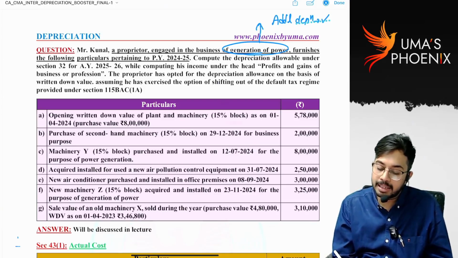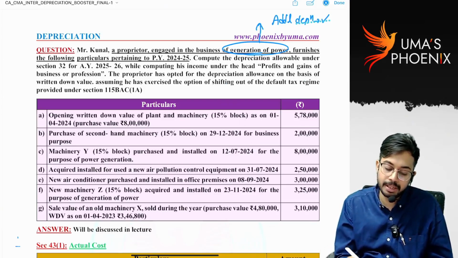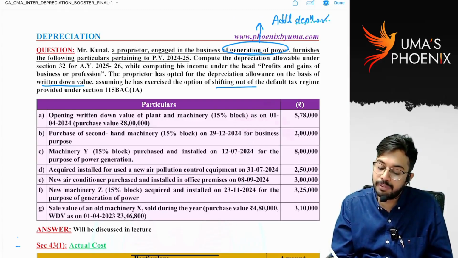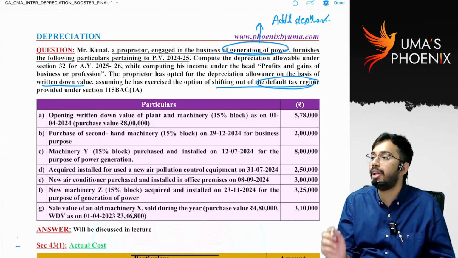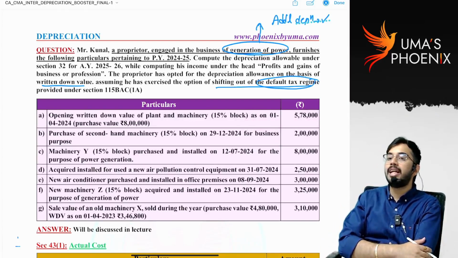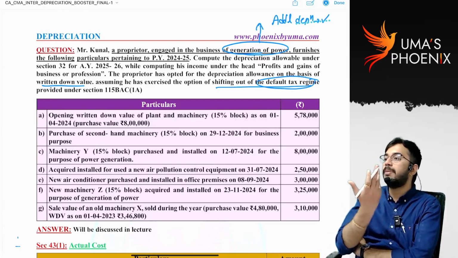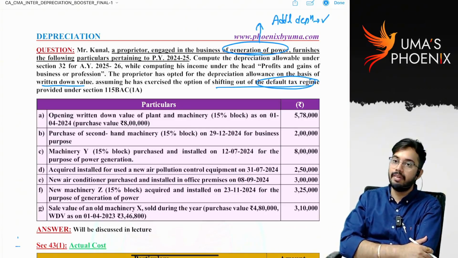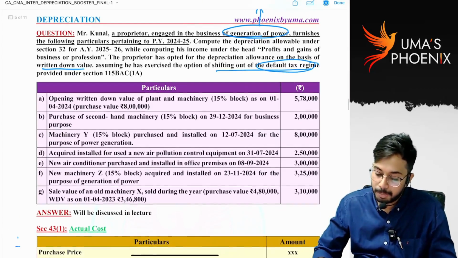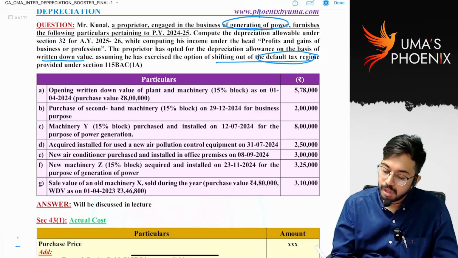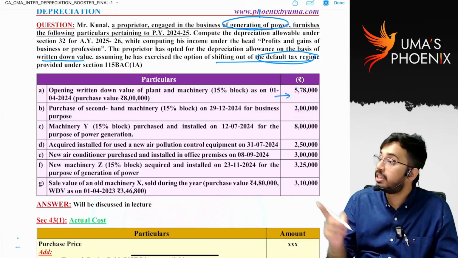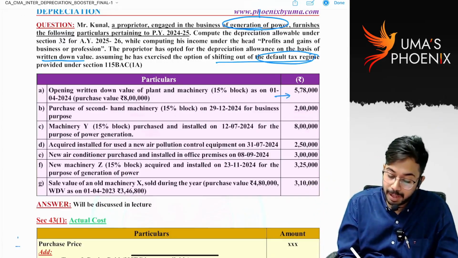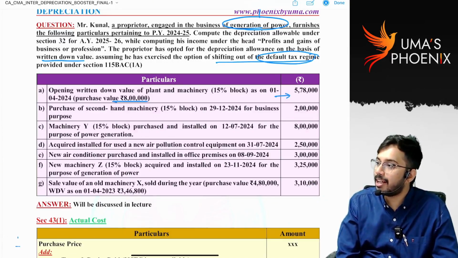The proprietor has opted for depreciation allowance on the basis of written down value, assuming he has exercised the option of shifting out of the default tax regime. Very good. Because if he is paying taxes under the default tax regime, additional depreciation benefit is not available. Only if he is paying taxes under optional tax rates, additional depreciation benefit is available. Now, how much is the opening written down value? 5,78,000. See, ICA intentionally gave the purchase value. If you take 8 lakhs, wrong.